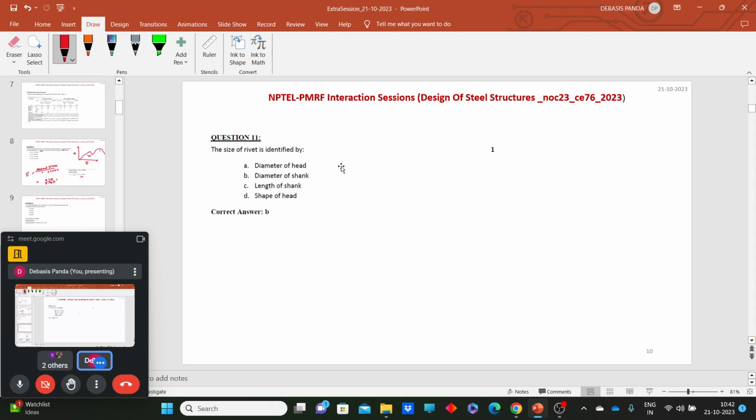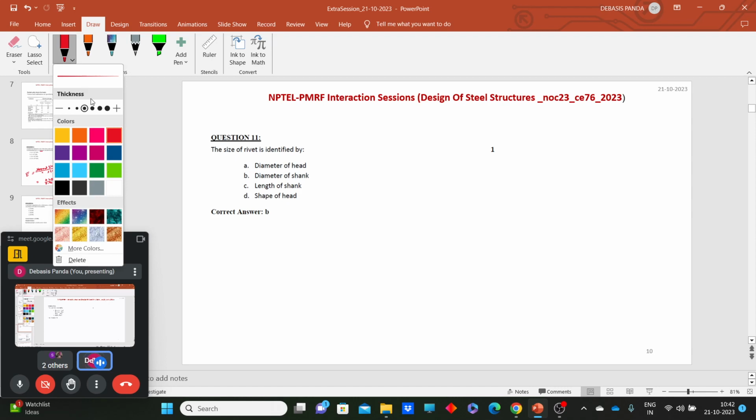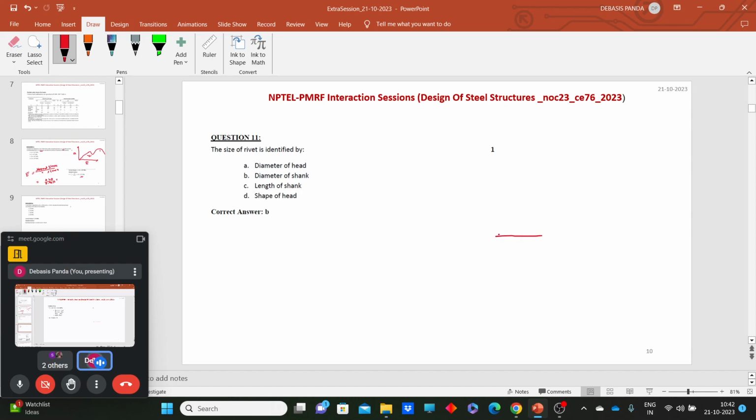Now the size of the rivet and the bolt are both defined by the diameter of the shank. Remember that a bolt has two parts: the unthreaded part, which we call the shank, and the diameter of the shank is considered as the nominal diameter of the bolt. And for the rivet also, the diameter of the shank is considered the size of the rivet.